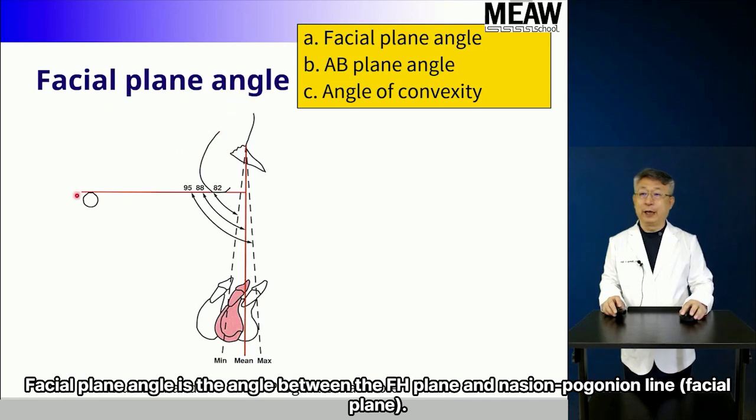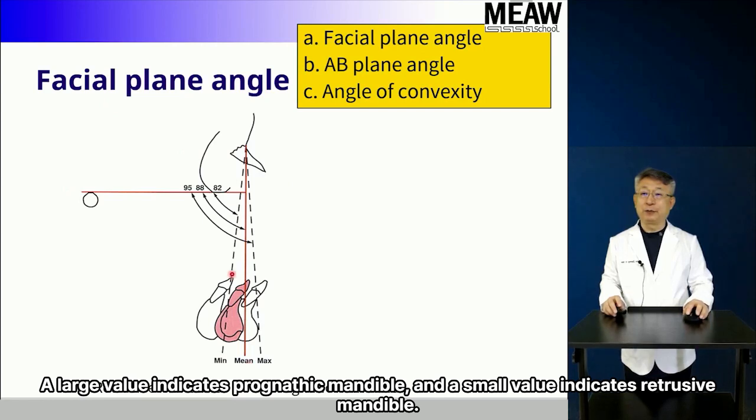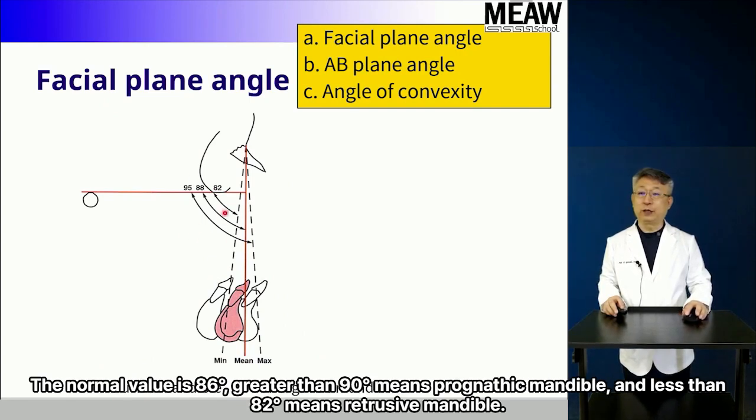Facial plane angle is the angle between the FH plane and nasion pogonion line, the facial plane. A large value indicates prognathic mandible, and a small value indicates retrusive mandible. The normal value is 86, greater than 90 means prognathic mandible, and less than 82 means retrusive mandible.